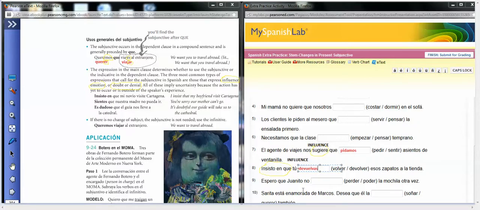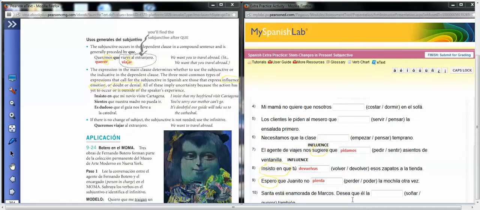Here, espero que Juanito no perder poder la mochila otra vez. Here, this is not influence, this is emotion. Like, I hope that Juanito doesn't lose his book bag again. So here we've got emotion. So therefore in our dependent clause, we're going to use the subjunctive, which in this case is going to be perder, and it's another stem changer because this activity was actually with stem changers. So pierda.